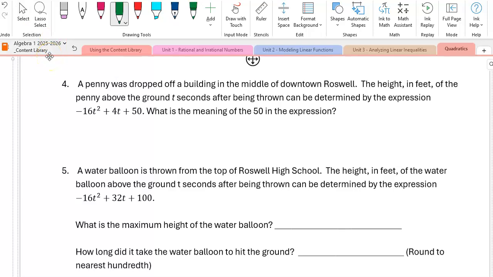A penny was dropped off a building in the middle of downtown Roswell. The height in feet of the penny above the ground, t seconds after being thrown, can be determined by the expression -16t squared plus 4t plus 50. What is the meaning of the 50 in the expression? Okay, let's put that into Desmos.